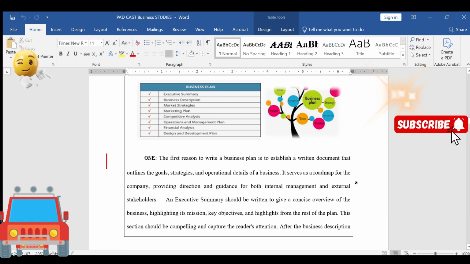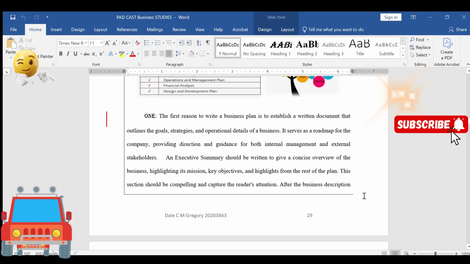The first reason to write a business plan is to establish a written document that outlines the goals, strategies, and operational details of a business. It serves as a roadmap for the company, providing direction and guidance for both internal management and external stakeholders. An executive summary should be written to give a concise overview of the business, highlighting its mission, key objectives, and highlights from the rest of the plan.